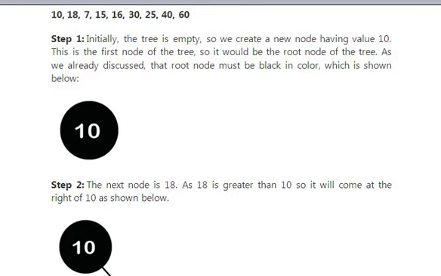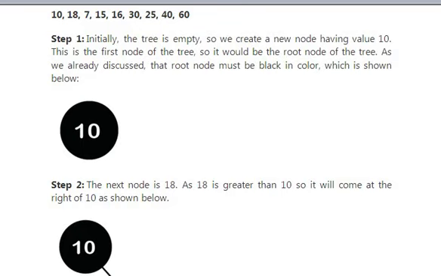So creating a red black tree using 10, 18, 7, 15 and so on. Initially the tree is empty, so we create a new node having the value 10, as this is the first node of the tree and it's a root node.